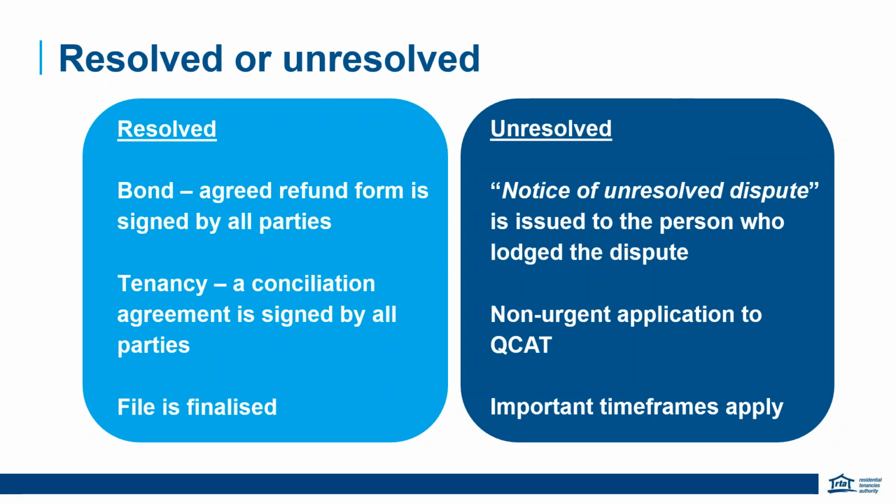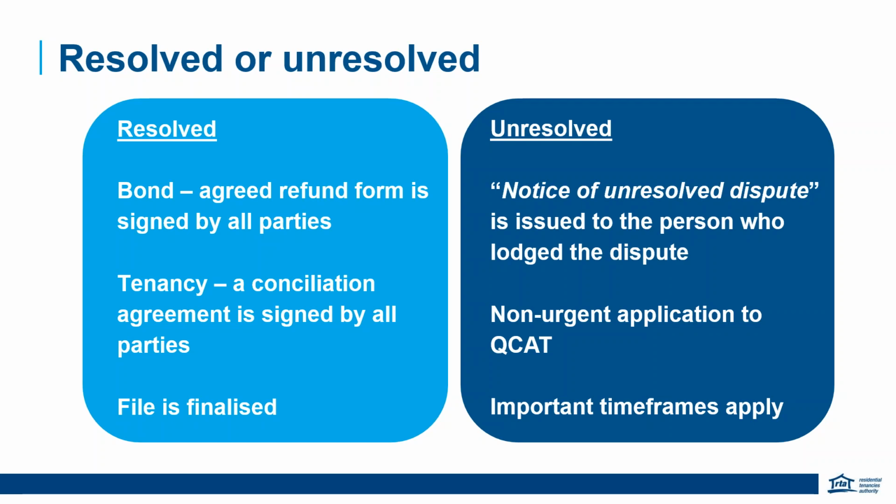If it's a bond matter, all parties will need to sign a refund form, and then the RTA will process that refund form and pay out the bond accordingly. If it's a tenancy matter, a conciliation agreement will be drawn up, and again needs to be signed by all parties involved. The conciliation agreement then may form part of the tenancy agreement, and then the matter is all finalised.